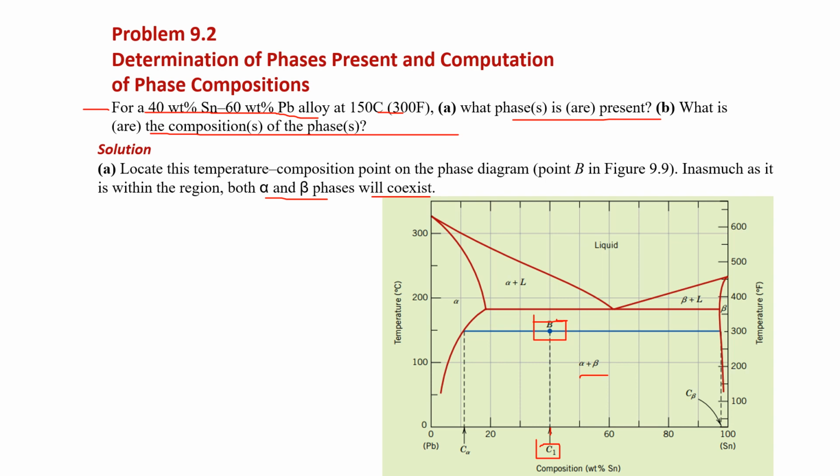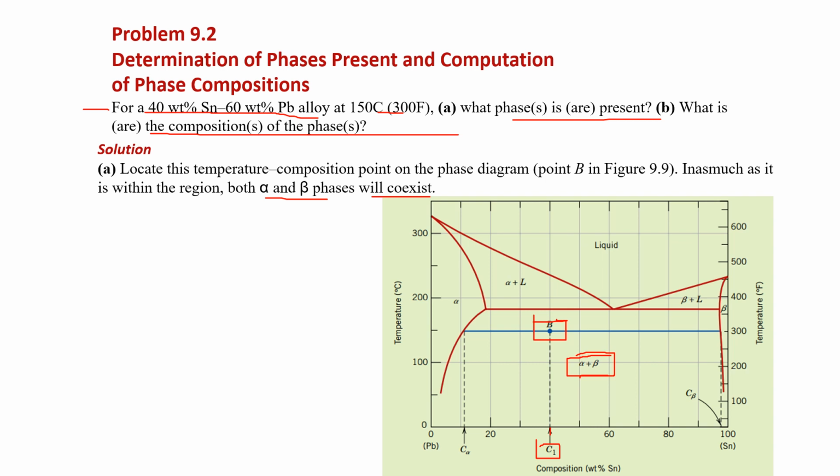At this temperature, within this region, both alpha and beta phases exist. So the answer is alpha and beta phases are present in this region. Both alpha and beta phases will coexist.